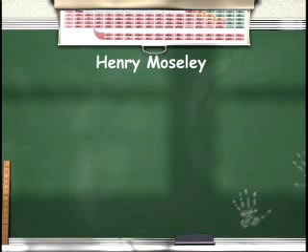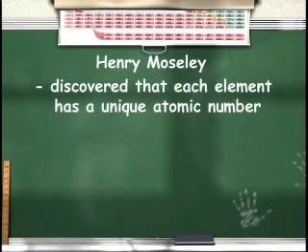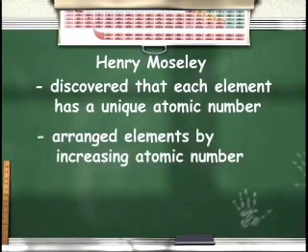About 40 years later, an English scientist named Henry Moseley discovered that all of the atoms of an element had the same number of protons, and this led to the modern definition of atomic number. Remember that an element's atomic number tells the number of protons in the nucleus of the atom. Moseley also discovered that it made more sense to arrange the elements by atomic number than by atomic mass.